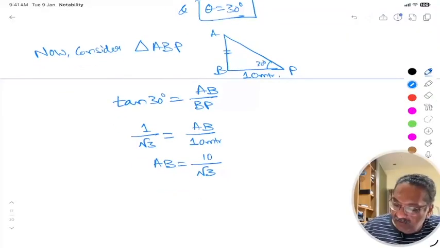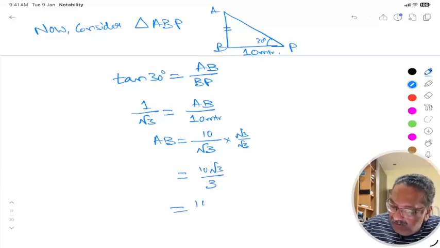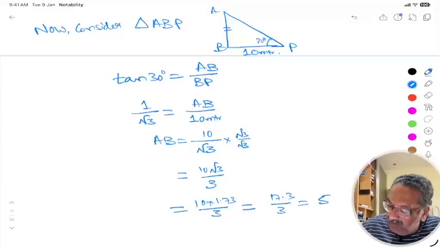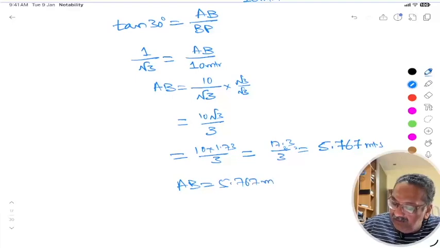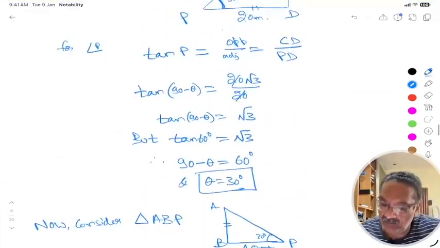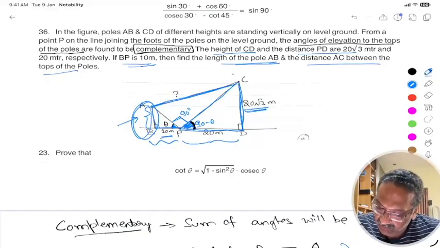Since they have asked for the value of AB, we need to find the solution for this. I will multiply numerator and denominator by root 3. I get 10 root 3 by 3, which is equal to 10 into 1.73 by 3, which is equal to 17.3 by 3, which is equal to 5.767 meters, right? So now we found AB. Now, what have they asked? They have asked AC. Now, how do we find AC?